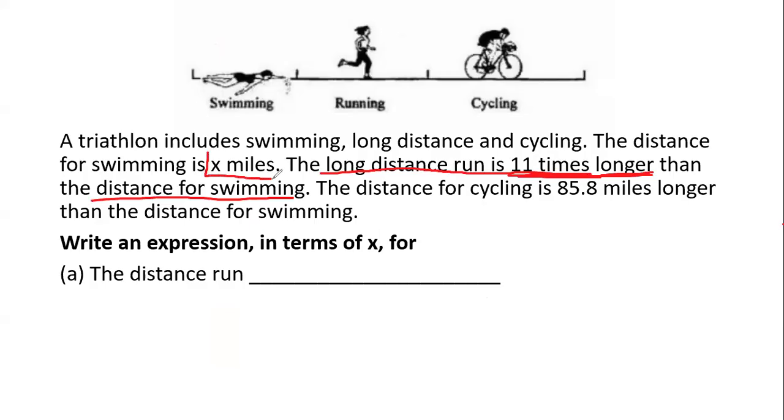All right. So if you're 11 times longer than the distance for swimming, that means we have to take 11 and multiply it by x. And notice how I write my x. I usually write my x like two C's combined. Can anyone tell me the reason for that? Why do you think I write my x like that? So that I wouldn't mistake it for a multiplication sign.